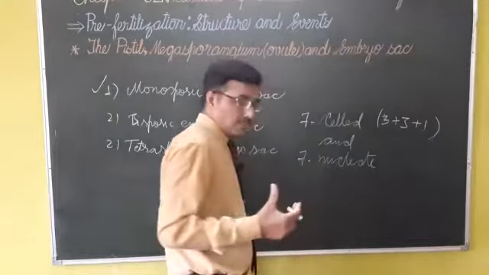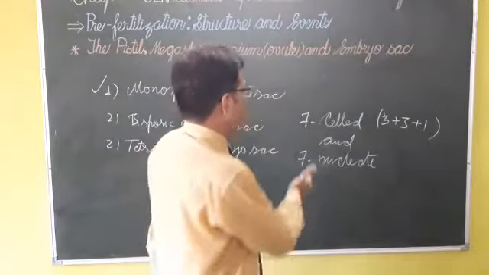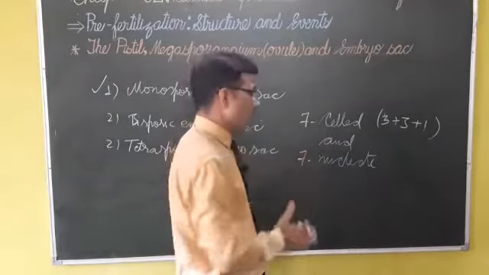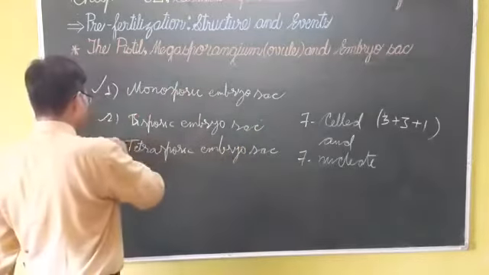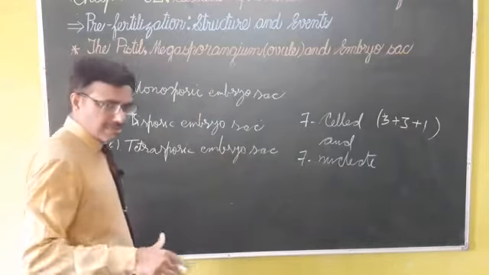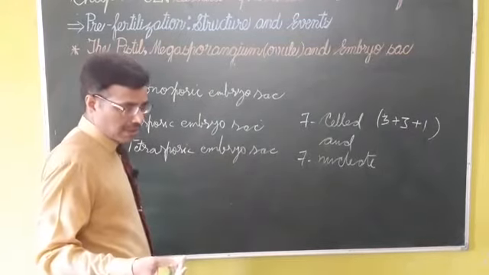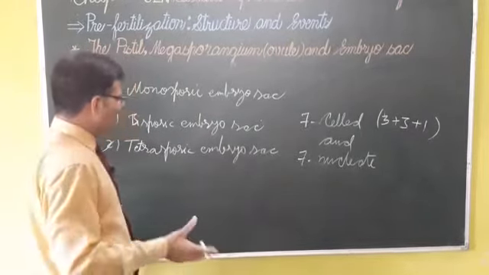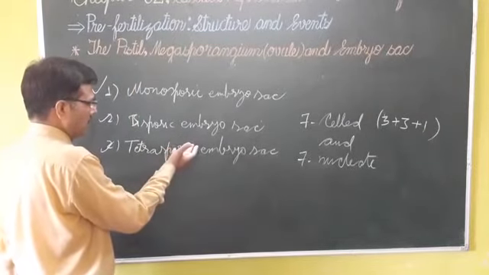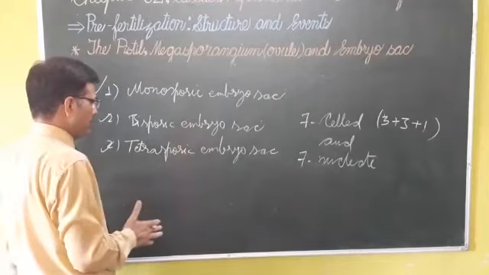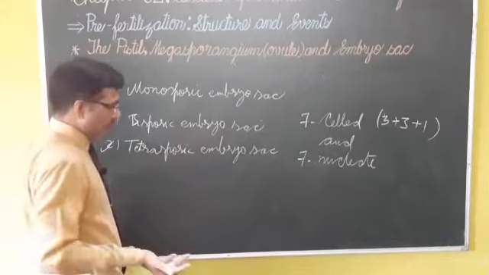So a typical monosporic embryo sac is 7-celled and 7 nucleate. The other two embryo sacs you will study later on in BSc. If you become a student of BSc, then you will study how the bisporic embryo sac develops and how the tetrasporic embryo sac develops.